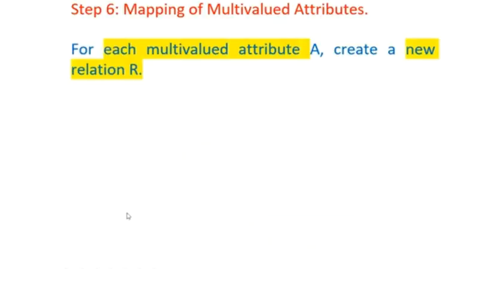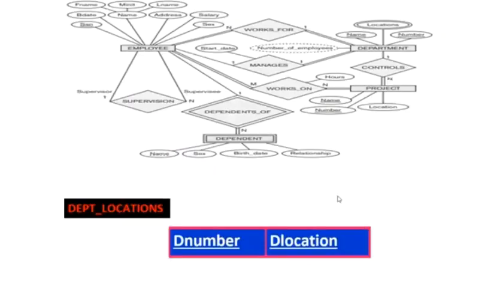Step 6, mapping of multi-valued attributes. Let's see what is happening. In this whole ER diagram, department has a multi-valued attribute, location. So a new table will be formed called department location, and its relational table will have the columns D number and D location.